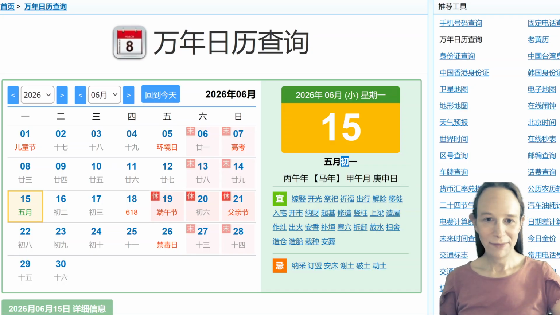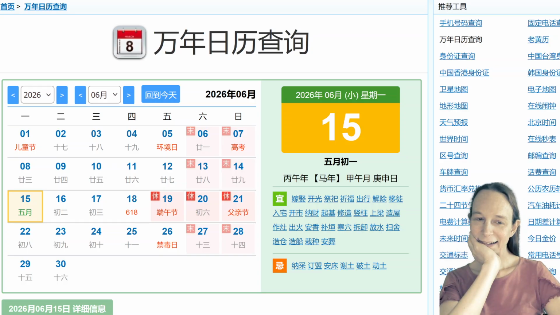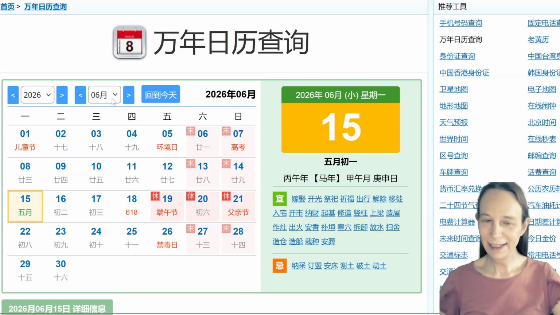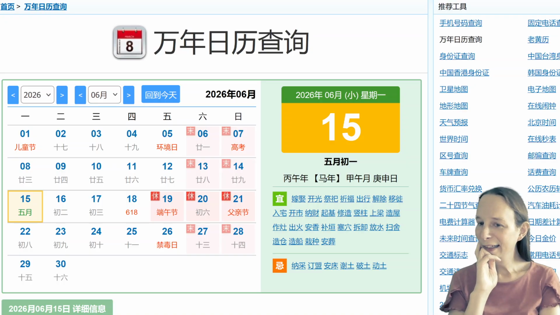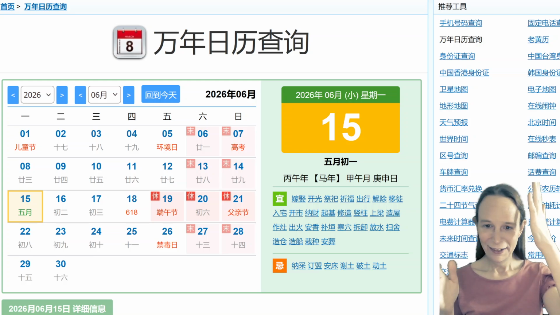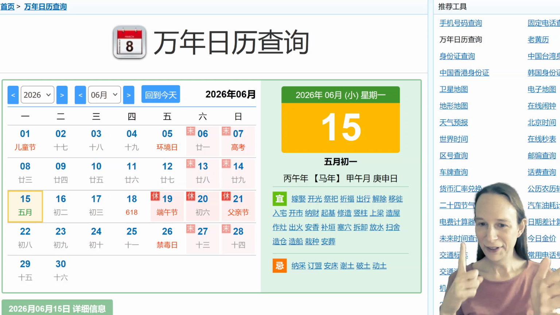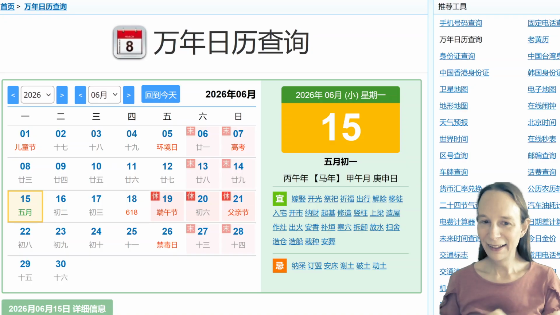So 5月, the 5th month. Is it the 5th month? So it's the 5th month on the lunar calendar, 6th month on the solar calendar. Is that right? Because there's an extra time period between New Year's Day in the solar calendar, so the 1st of January, and when the New Year is in the lunar calendar.